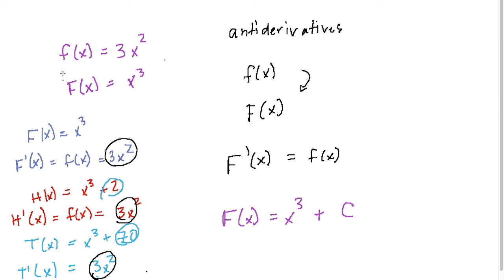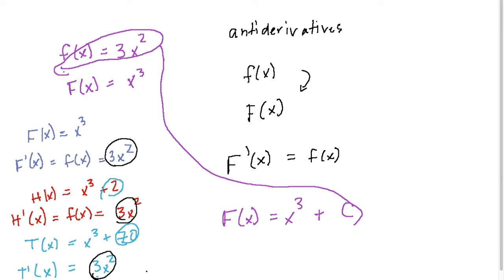So if we were given the original function f of x, and we wanted to find its antiderivative, we would say it's x cubed plus C. Let's just clean that up and summarize it here in the top right. So if our original function was f of x equals 3x squared, our antiderivative, capital F of x, would be x cubed plus C.